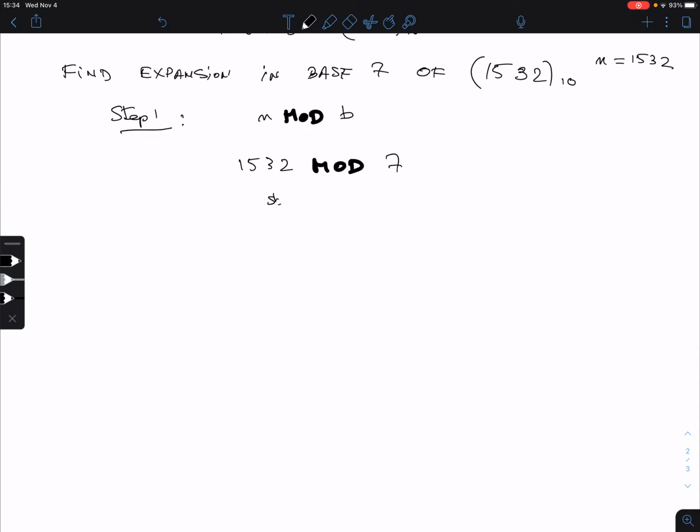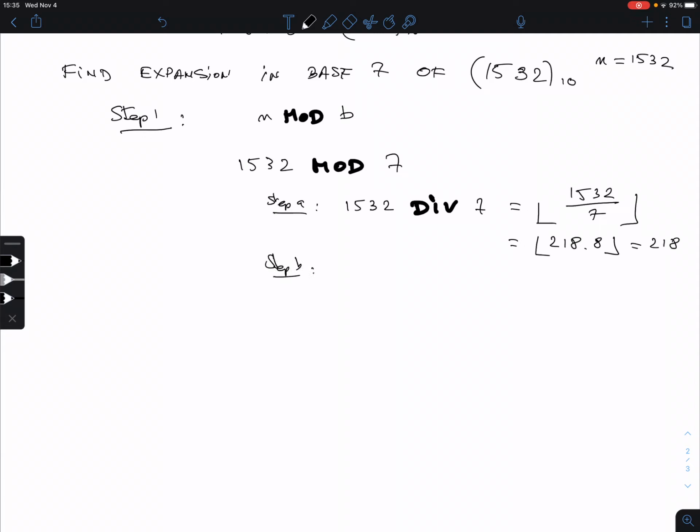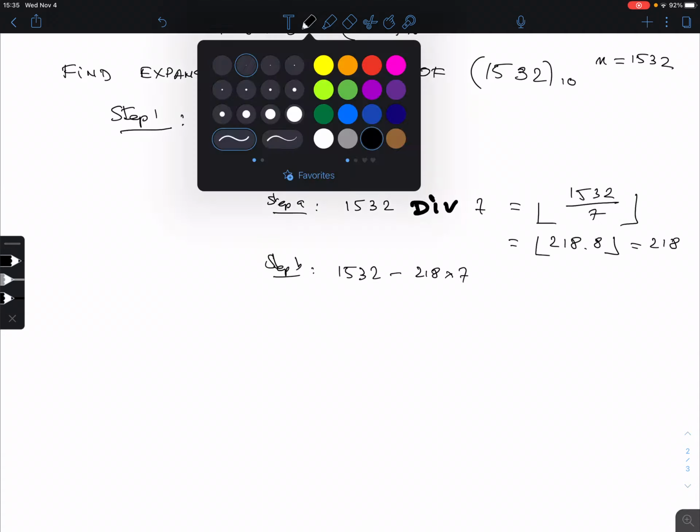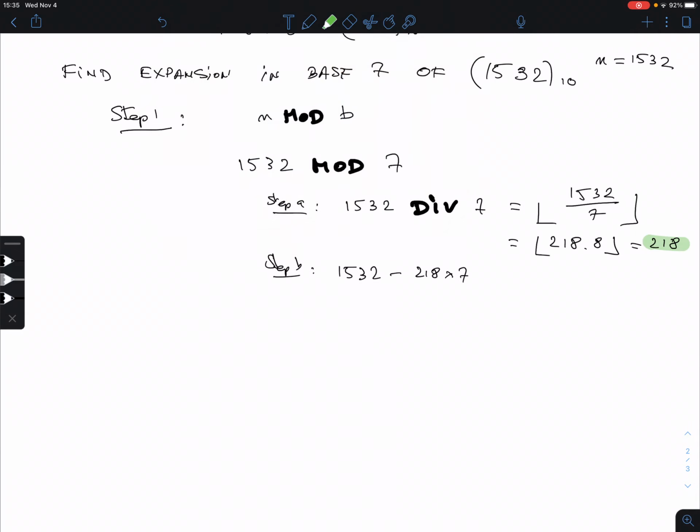This is 2 steps. Step A: we calculate 1532 div 7, that is, we divide this by 7 and take the floor. 1532 divided by 7 is 218.8. So the floor of that would be 218. And then step B is we take our original number and subtract from that 218 times 7. I repeat, where does everything come from? The 218 is the div that we just calculated, and the 7, of course, is in this case the base. This 7 is this 7.